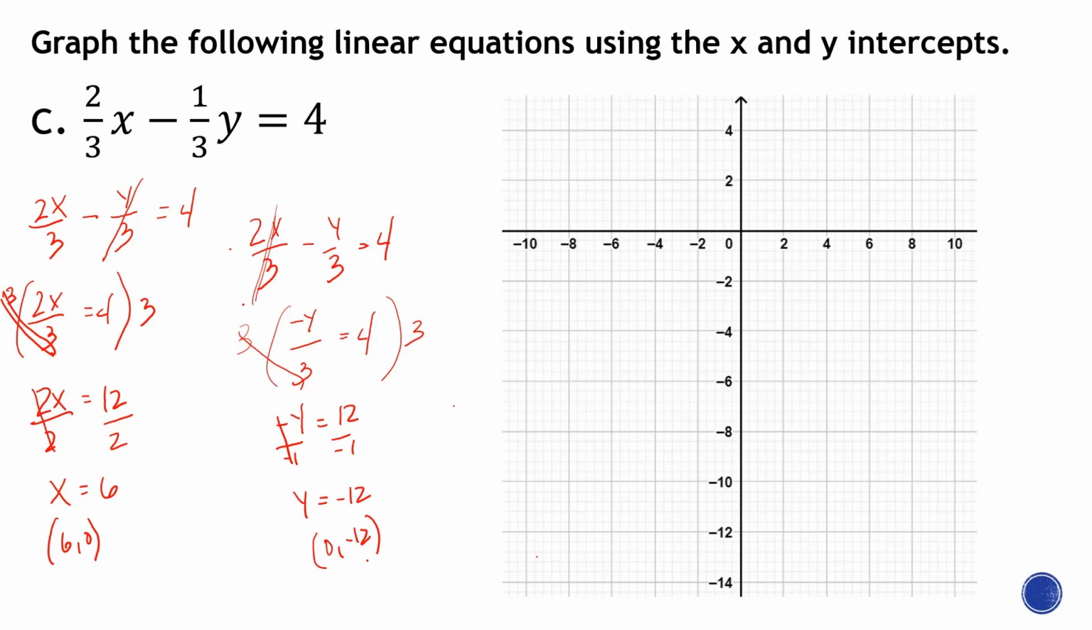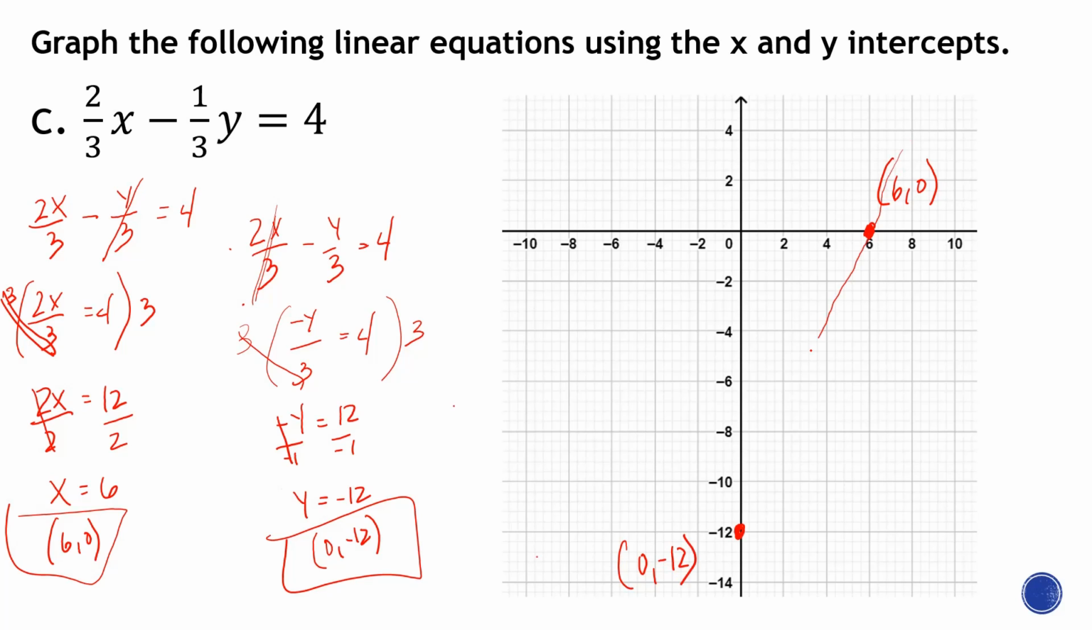Okay, and then let's locate these two in the Cartesian plane. This is 6 and 0. 0 and negative 12 is here. And then just connect those 2 points using a straight line. I know my line is not straight, but that's the best I can do.